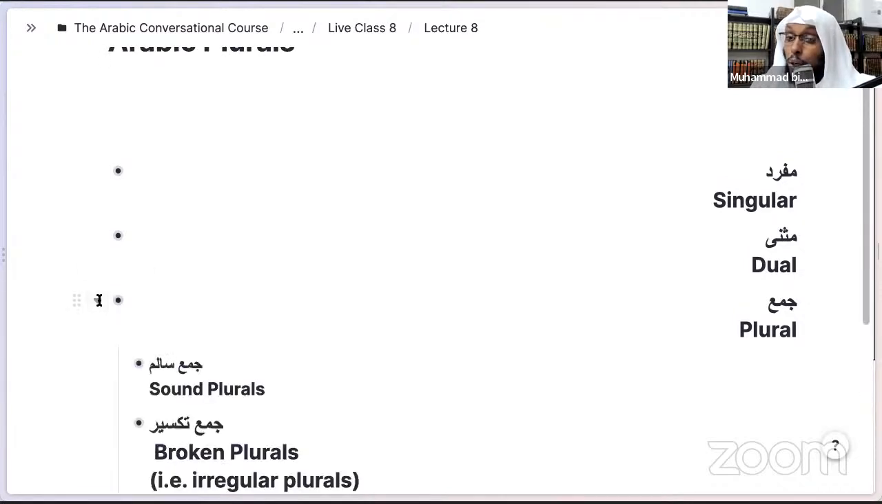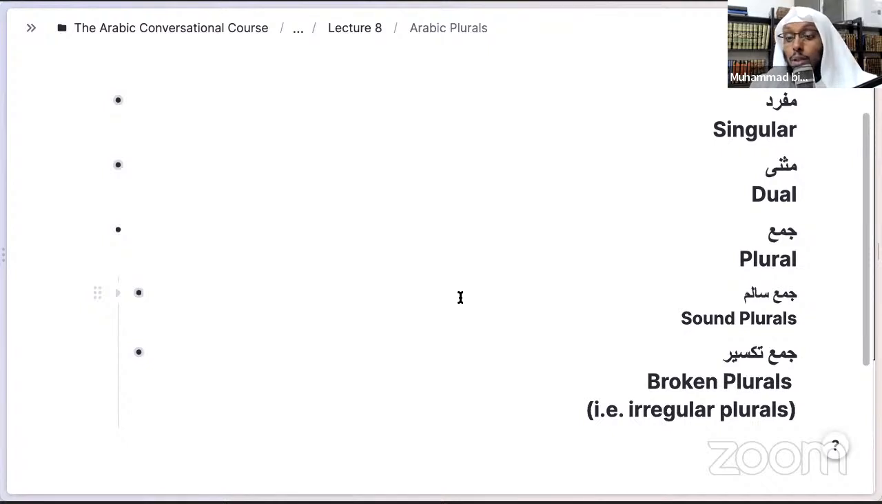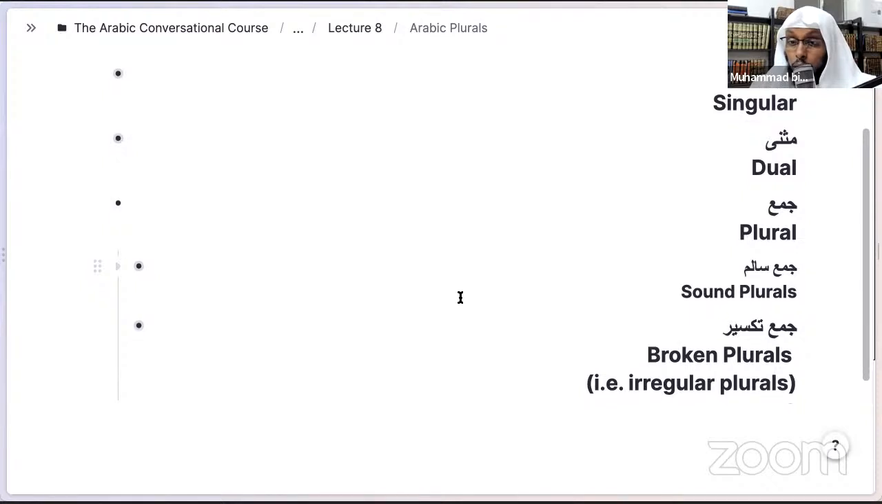Then we come to a plural. Now the plural, before we even go into the masculine and feminine, which obviously are always two separate categories, there's one thing that you need to know, which is that the plural itself is of two categories. We have what we call jama' salim, and we have what we call jama' taksir. Jama' salim stands for sound plural, i.e. it's very easy. You just need to add something to the word, just the way we added something to the muthanna, the dual. You just add specific things to the word and it makes it plural. That's easy. The difficult one is jama' taksir, the broken plurals, or irregular plurals, if you like.